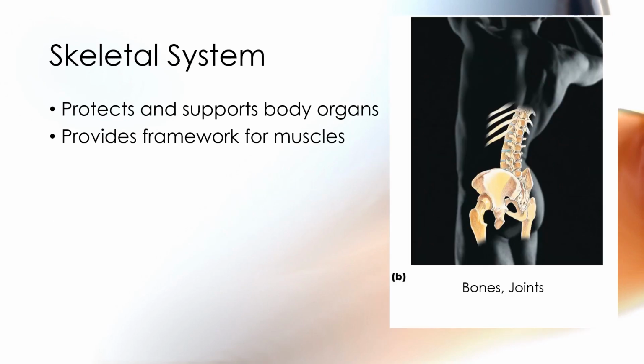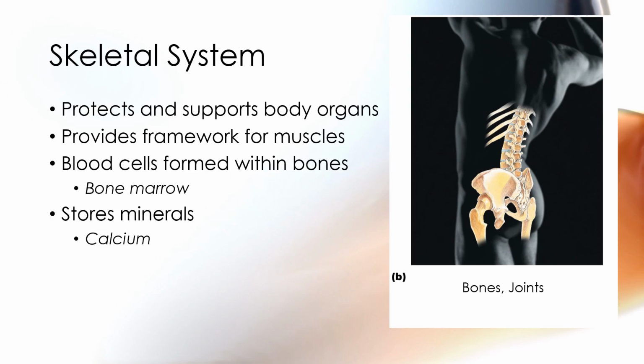So the second organ system is the skeletal system. The bones are very protective and supportive of our organs, right? You think of the skull with the brain inside it, and the rib cage. But besides being supportive, it also provides a framework for the muscles. The muscles are going to attach to the bones, and that way they can move the bones and therefore move our body.